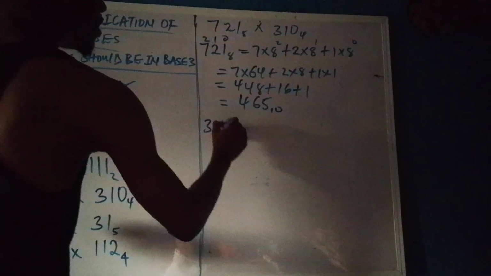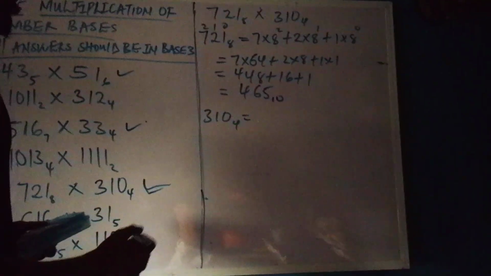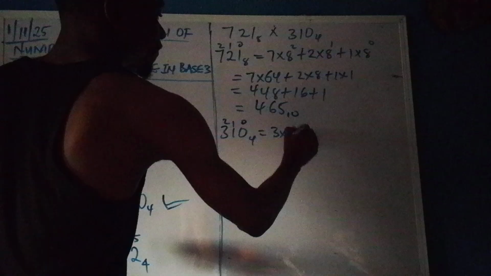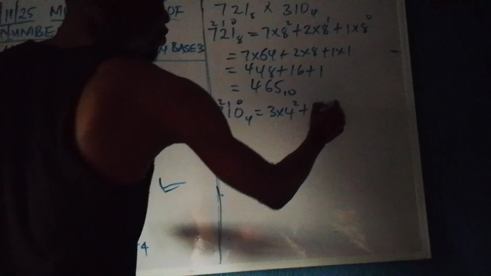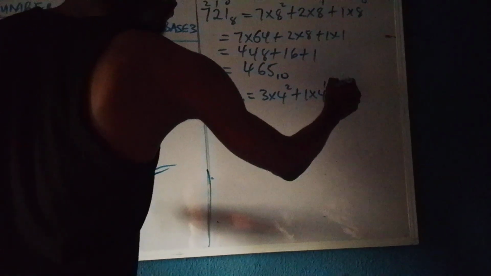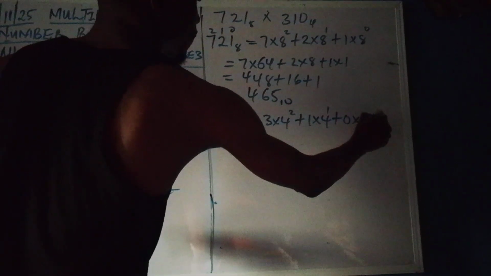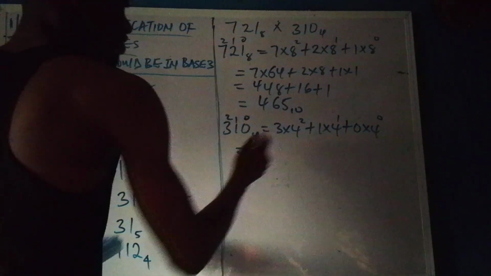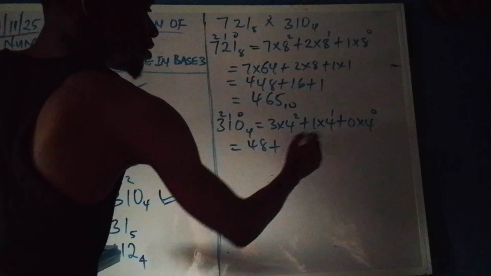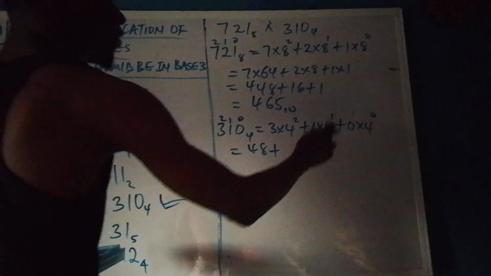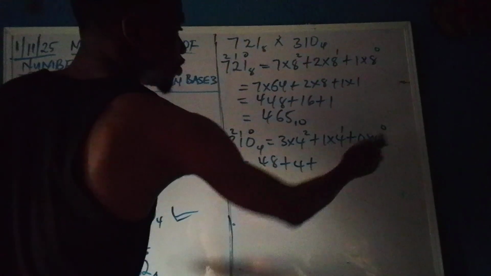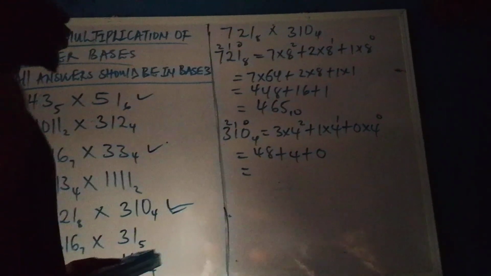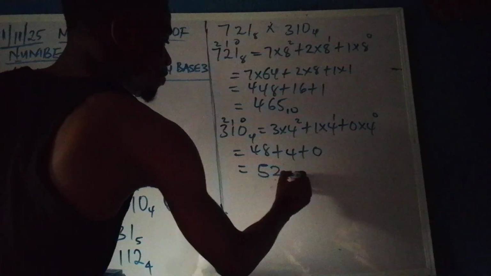So we're going to convert 310 base 4 to base 10 also. That will be 0 1 2, that will be 3 times 4 to the power of 2 plus 1 times 4 raised to the power of 1, then plus 0 times 4 raised to the power of 0. So 4 to the power of 2 is 16. 16 times 3, that's 48. Plus 4 to the power of 1, that's 4 times 1, that's 4. Plus 4 to the power of 0 times 0 gives 0. So 48 plus 4 is going to give 52 base 10.